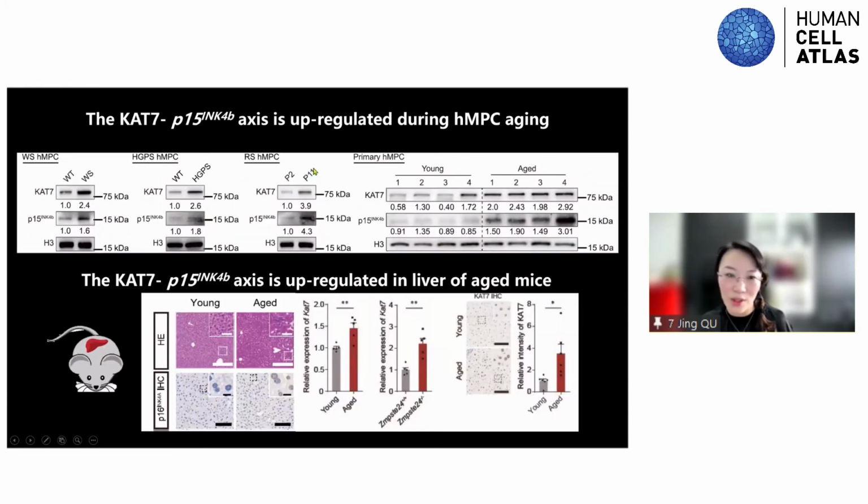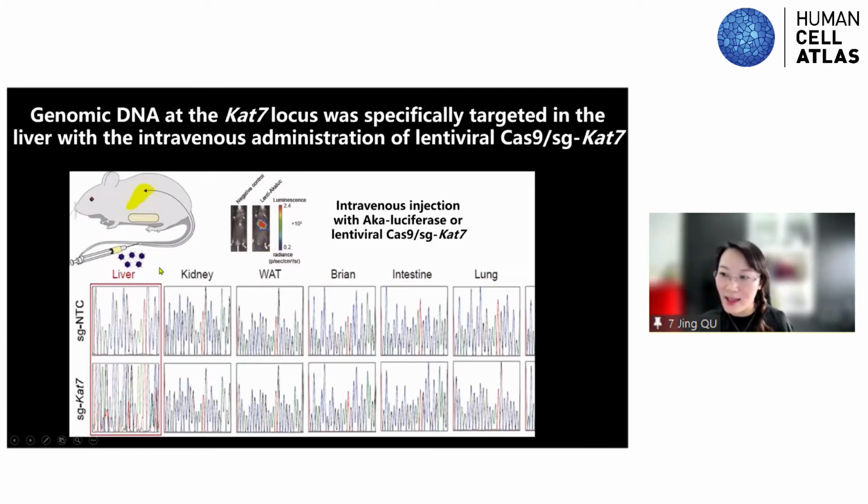In addition to the premature aging models, the replicative senescence models, and the primary mesenchymal stem cells from physiologically aged people, we also noticed in the liver of the mice there is increased expression of KAT7 and also its downstream target, P15. Therefore, by injecting the luciferase reporter through the tail vein, we noticed that it directly targets the liver of the mice.